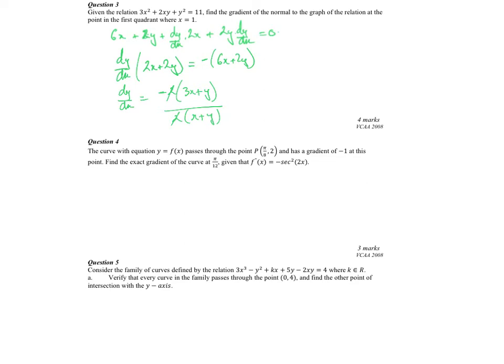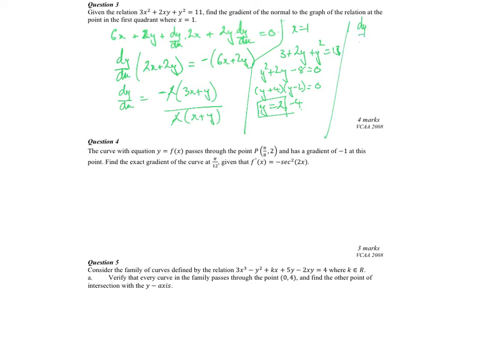So x equal to 1, we've got to find a corresponding y value. So if x is equal to 1, I'll get 3 plus 2y plus y squared is equal to 11. y squared plus 2y minus 8 equals 0. y plus 4, y minus 2. So we get y is equal to 2 or negative 4. Now, since we're in the first quadrant, it's this point here I'm interested in, isn't it?